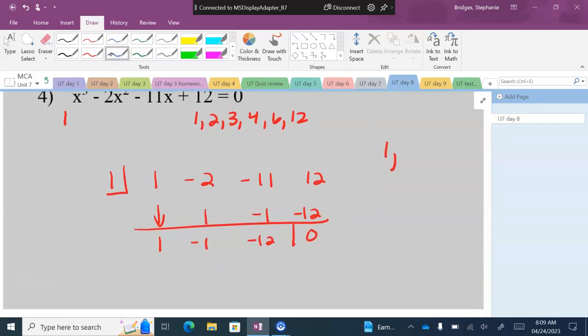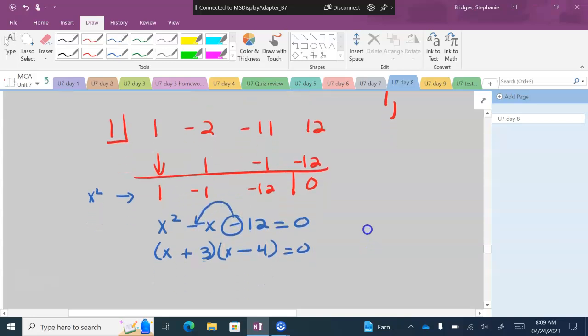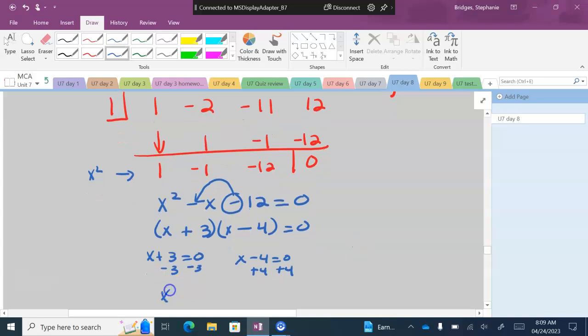And because I started with an x to the 3rd, this is going to be an x squared, so I can go ahead and set it up. I got 1x squared minus 1x minus 12. That will factor. What are the factors of 12 that subtract to give me 1? This means my signs are different. That one goes in front of the bigger number, so -4 and +3. And we set each one of those equal to 0. And the other 2 solutions I get are a -3 and a +4.